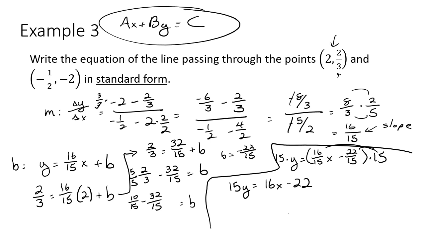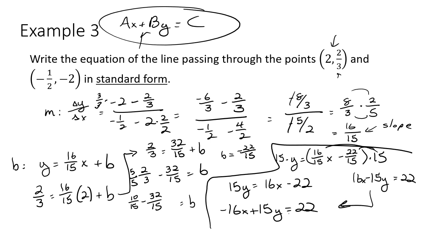And the very last thing I need to do in order to get this into standard form is to get x and y on the same side. So you've got options here. You could either subtract the 16x over to the left-hand side, or you could subtract the 15y and add the 22 to rearrange. And that would give you 16x minus 15y is equal to a positive 22.